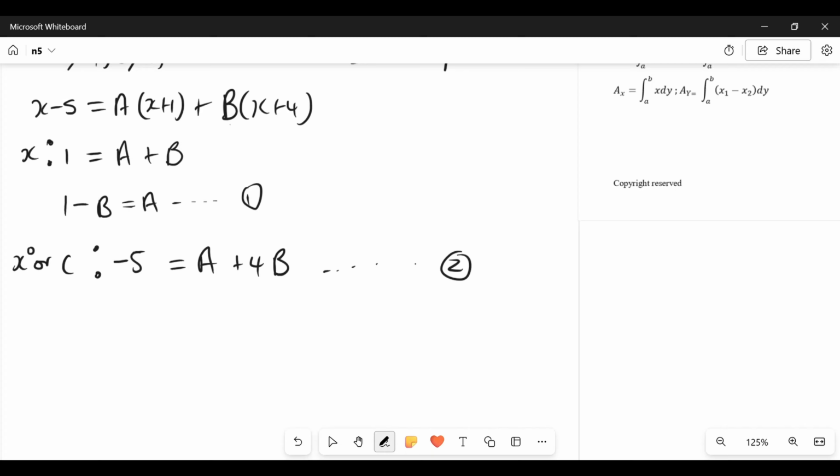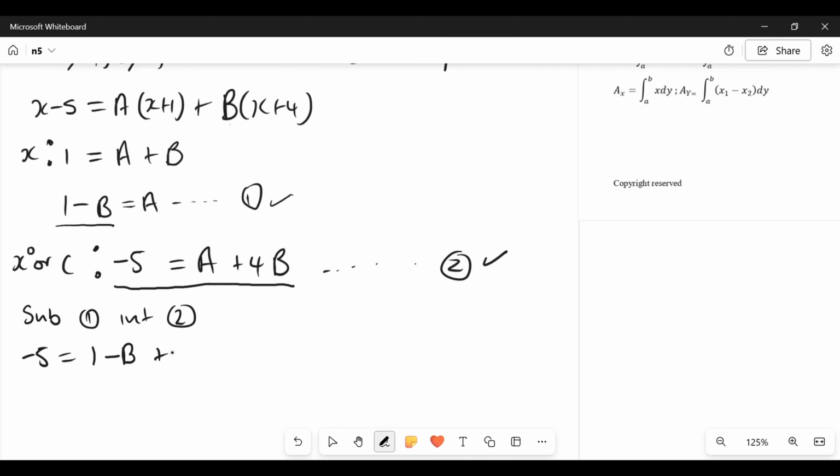So we can say substitute 1 into 2. We're going to substitute equation 1 into equation 2. As you can see, equation 2 is negative 5 is equal to a plus 4b. So wherever there is a, we're going to substitute 1 minus b. Let's do it. So we can say negative 5 is equal to, instead of writing a, we write 1 minus b plus 4b.